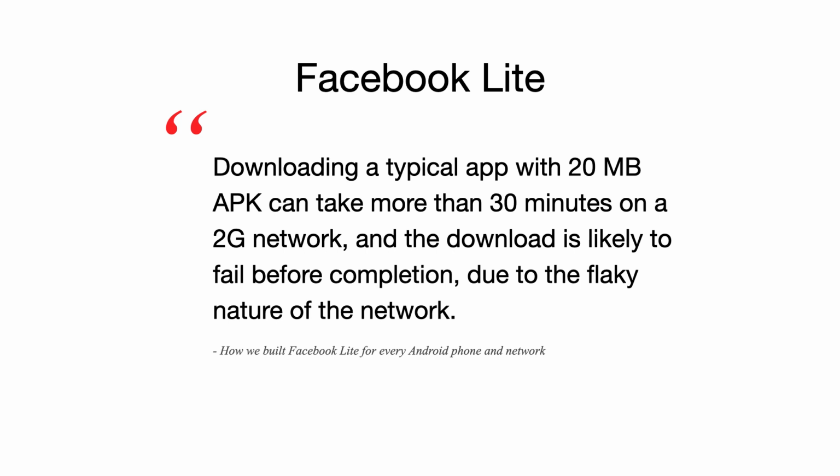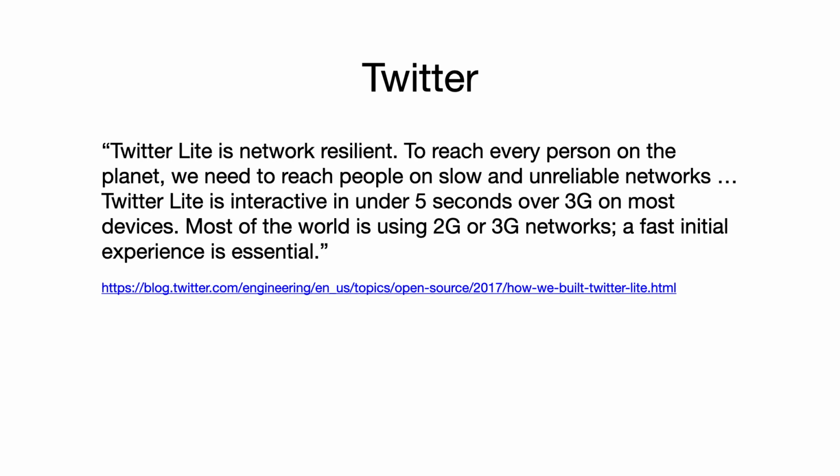Twitter released something called Twitter Lite, which is now just everybody's Twitter. It's a PWA, and they said Twitter Lite is network resilient. To reach every person on the planet, we need to reach people on slow and unreliable networks. Twitter Lite is interactive in under 5 seconds over 3G on most devices. Most of the world is using 2G or 3G networks. A fast initial experience is essential. So if we could offer PWAs, we would have a competitive advantage over other people. A much faster installation and a much cheaper installation.